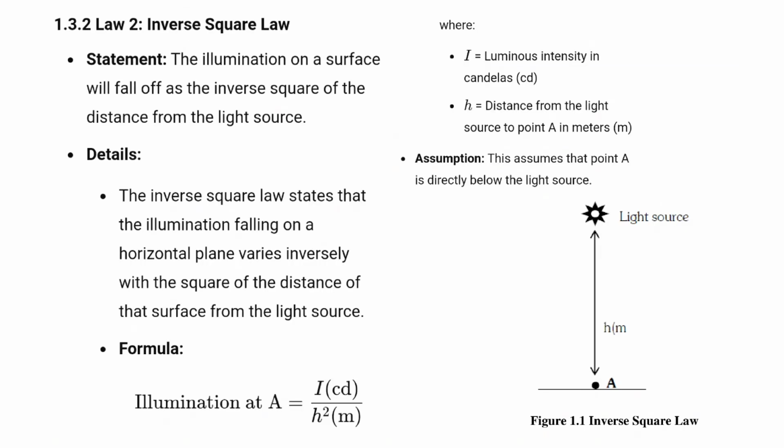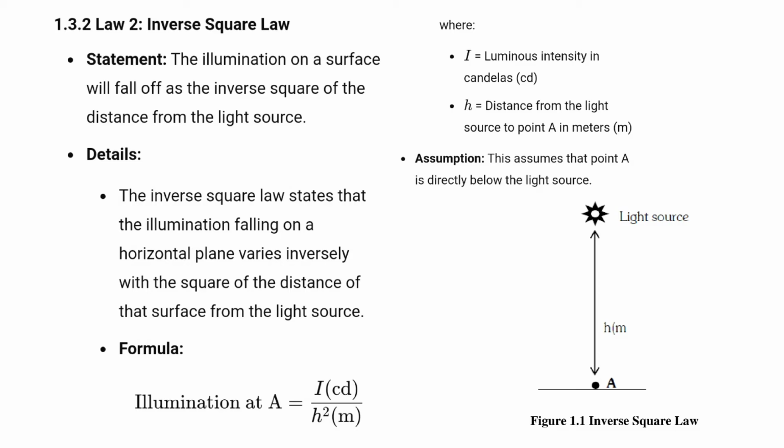Law 2. Inverse squared law. Statement: the illumination on a surface will fall off the inverse square of the distance from the light source. This law states that as you move further away from a light source, the illumination decreases rapidly. Specifically, if you double the distance from the light source, the illumination becomes one-fourth. Think of how a spotlight shines brightly on the stage but quickly becomes dimmer as you move away from it.